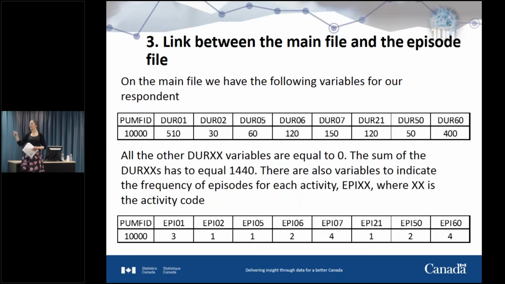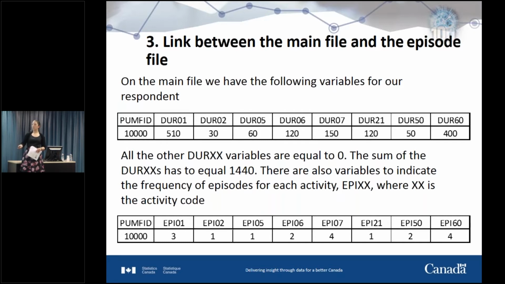On the main file, we have the following variables for the respondent. As we mentioned, for the DUR01, we have 510 minutes. For the DUR02, we have 30 minutes, and so on. All the other DUR variables are equal to 0 because the respondent didn't do those activities. One thing to know: the sum of all the DUR has to equal 1,440 minutes, so 24 hours.